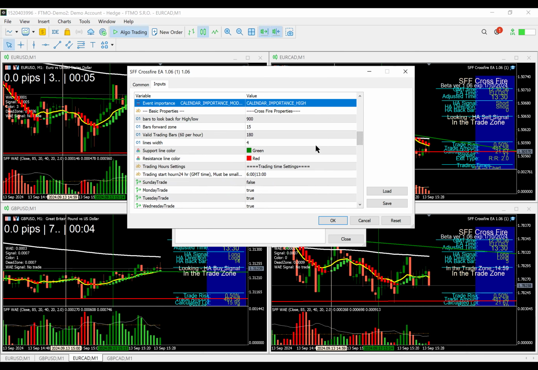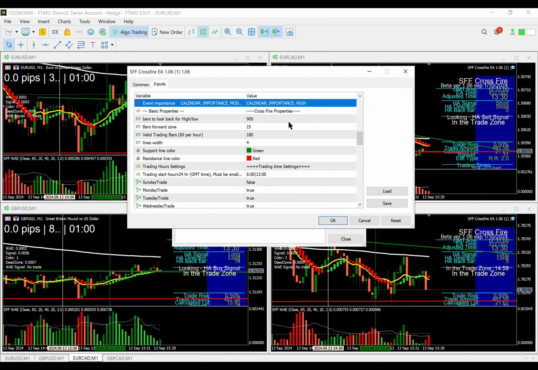So these are the Crossfire properties. And I've got that one set at 900. That's because each candle is 1 minute, and I want the trading assistant to look back to the start of today's session. And today's session actually started at 10 p.m. last night in the UK. That's when the Asian market opens. So that's 15 hours ago. And 15 times 60 is 900.